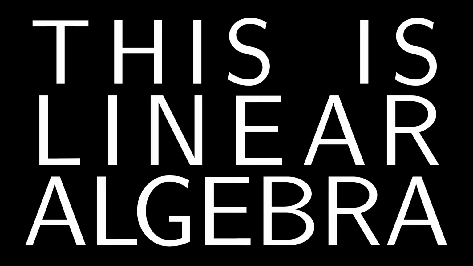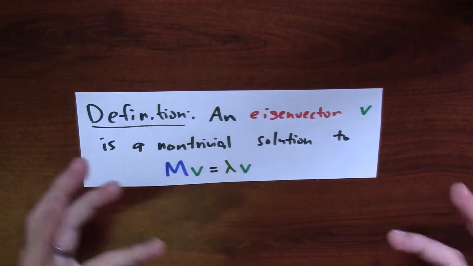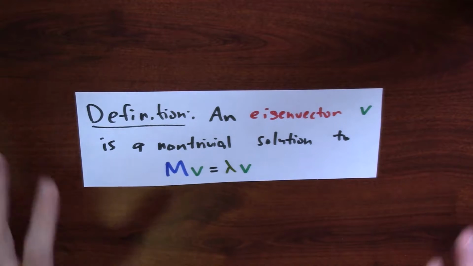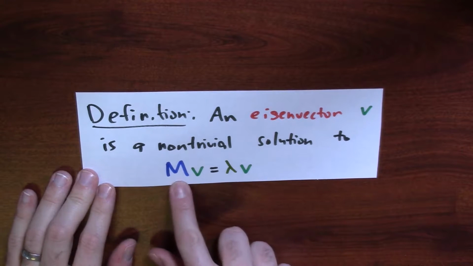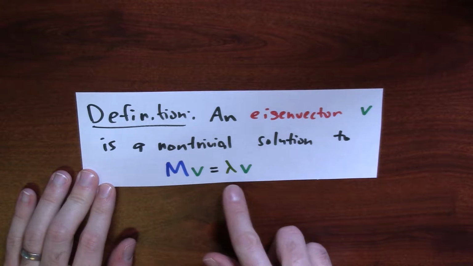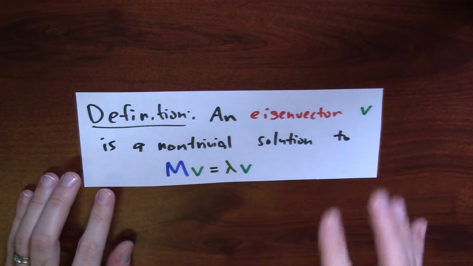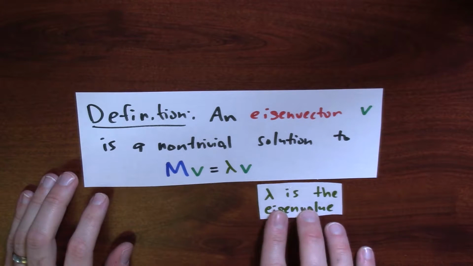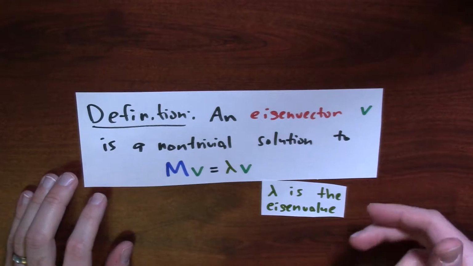Why does the characteristic polynomial encode eigenvalues? Let's remember back to what eigenvectors are. An eigenvector, v, is just a non-trivial solution to this equation. The matrix times the vector is lambda, a scalar, times that vector. And in this case, that scalar lambda is what we call the eigenvalue.